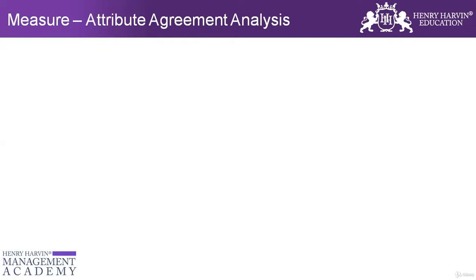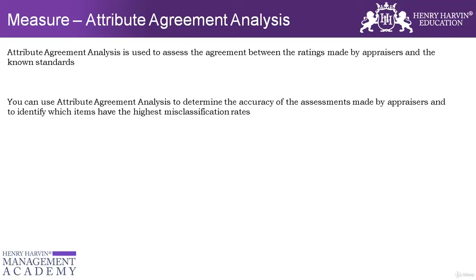So in case of discrete data, when you want to measure whatever data you have with different operators or with the standard, there is a technique which is called attribute agreement analysis. It is also known as AAA, or it is also known as 3A. You can call it either one of them. Attribute agreement analysis is used to assess the agreement between the ratings made by appraisers and the known standards.